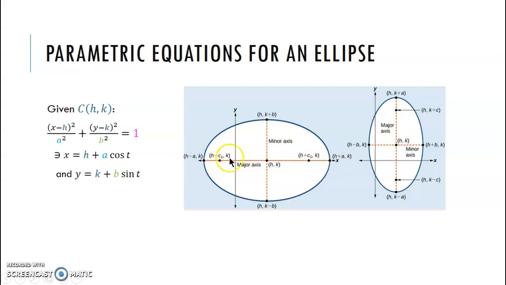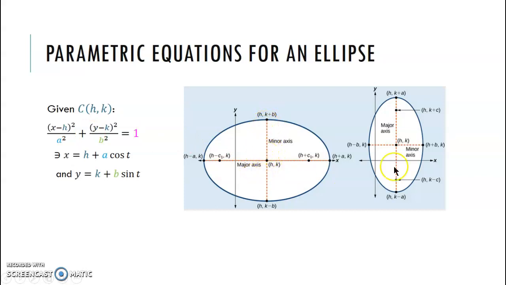Okay, and then we have our b, which is under the y minus k, which means this is going to be on the vertical axis here. So the vertical axis, again, from center to the point that's directly vertically above or below the center, the distance from that center to that point is b. So that distance right there is b. So the b here would be the radius of our vertical axis.